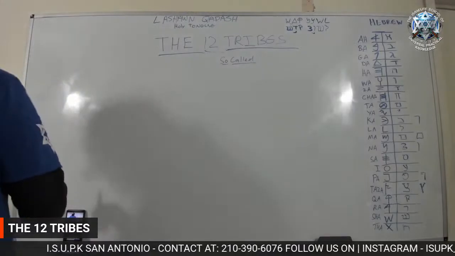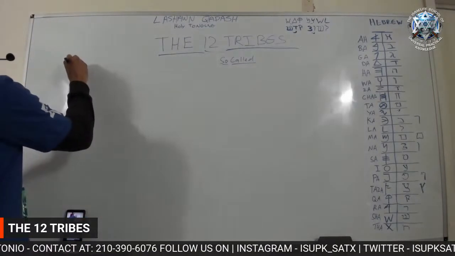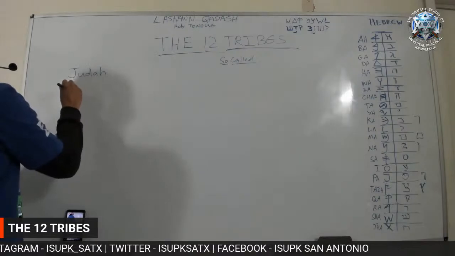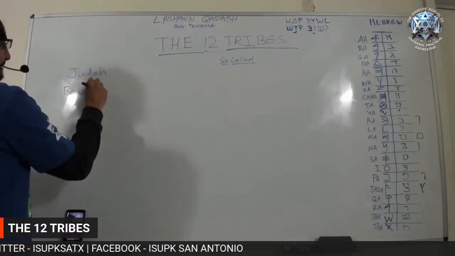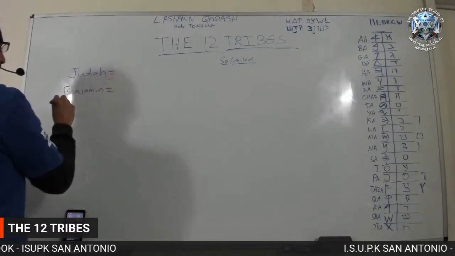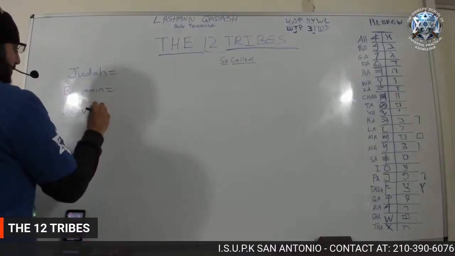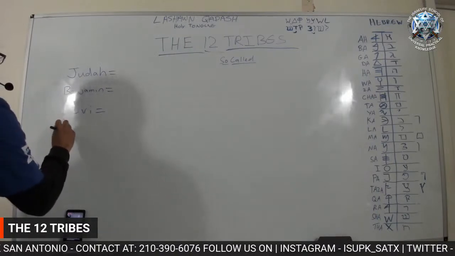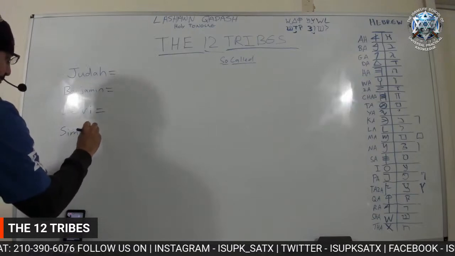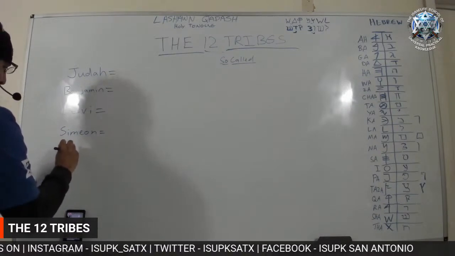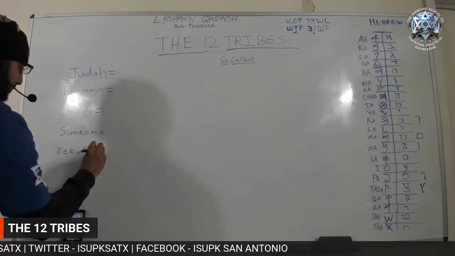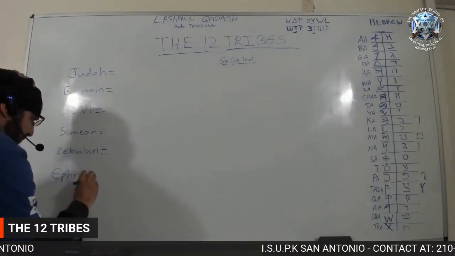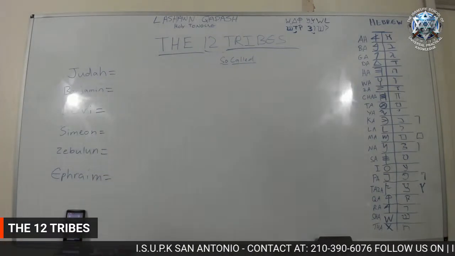So we're going to go through the line here again. I think I'll do two rows. So I'll go Judah, Benjamin, Levi, and then we'll go Simeon, Zebulun, Ephraim. Let's start with that.